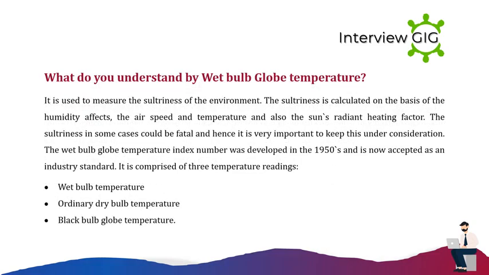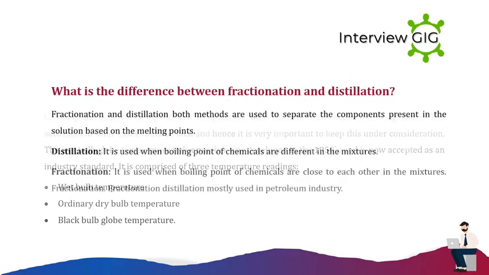What do you understand by wet bulb globe temperature? It is used to measure the sultriness of the environment. The sultriness is calculated on the basis of the humidity effects, the air speed and temperature, and also the sun's radiant heating factor. The sultriness in some cases could be fatal, and hence it is very important to keep this under consideration. The wet bulb globe temperature index number was developed in the 1950s and is now accepted as an industry standard. It is comprised of 3 temperature readings: wet bulb temperature, ordinary dry bulb temperature, black bulb globe temperature.